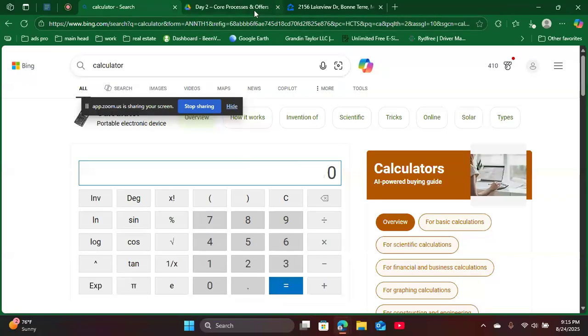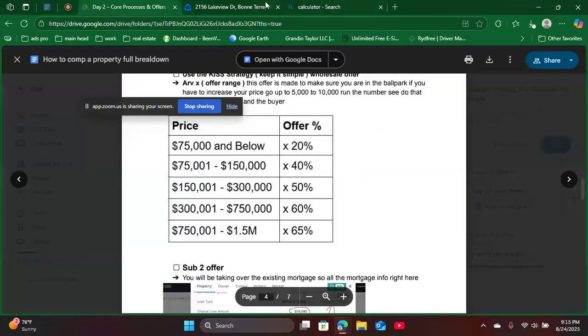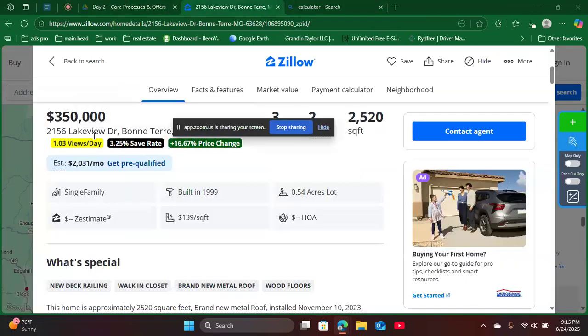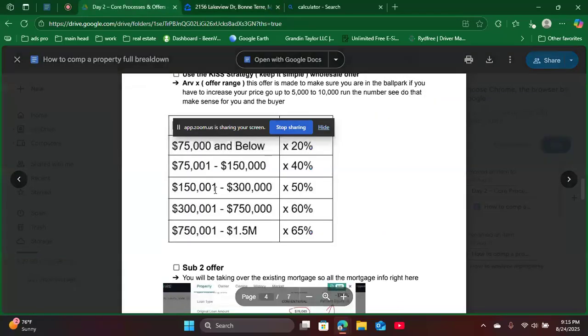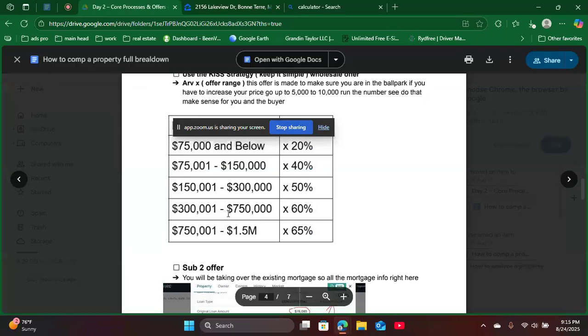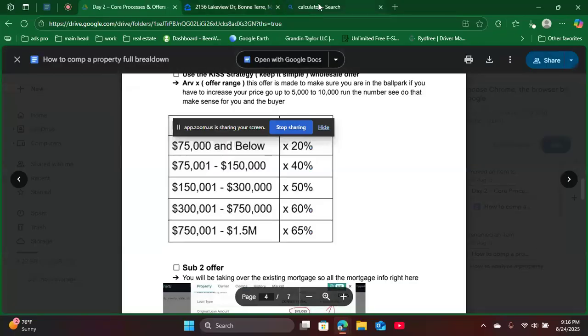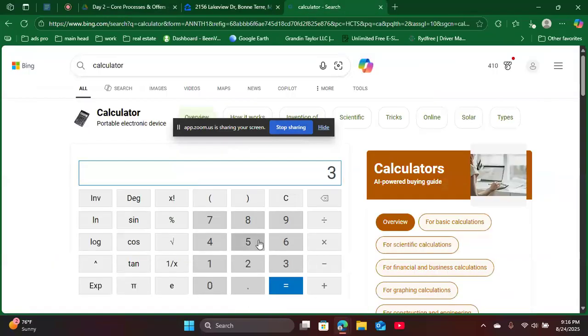So let's do this one. So we're going to do this one now. This one is a different price again. So this one is 350. So I would need to be right in here, where it says the 300K to 750K. I would need to be in there. So that's 60%. So immediately what I would do is put this 350. What's the purchase price? 350. So solid 350.